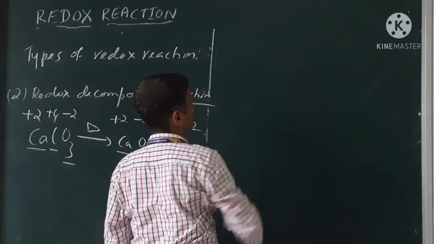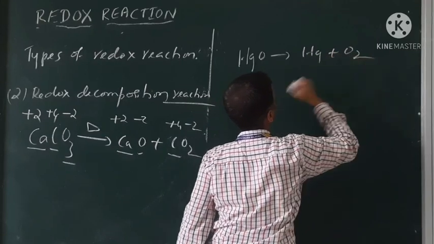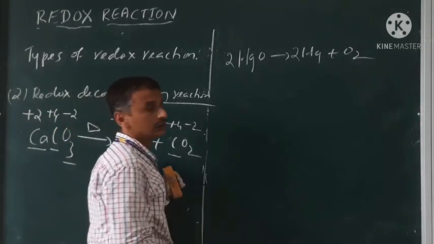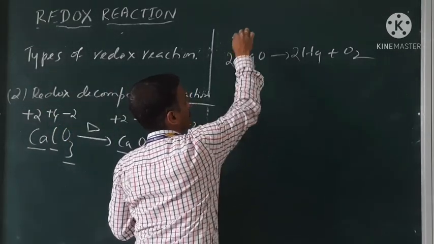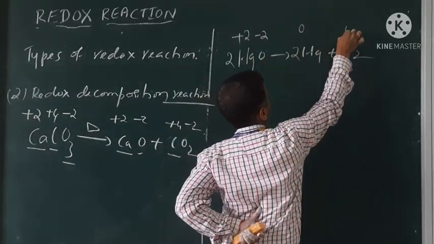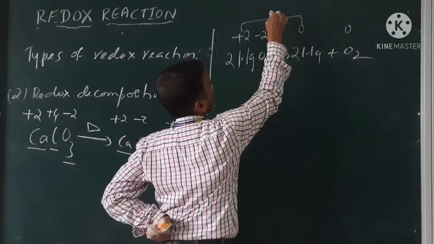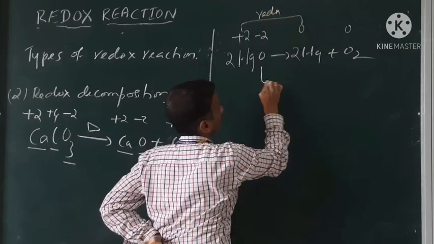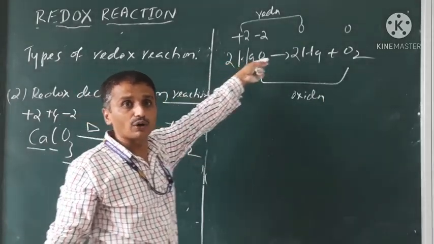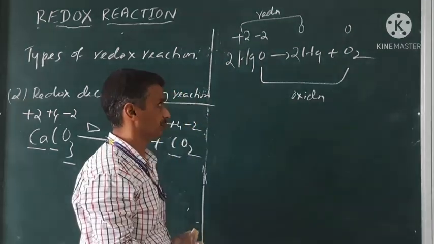Now take this example. HgO gives Hg plus O2. You see, mercury is in which state? Plus 2 state, oxygen in the minus 2 state. Here mercury is 0, and oxygen is 0. So what happens here? Plus 2 to 0, reduction; minus 2 to 0, oxidation. Mercuric oxide got decomposed, so it's a redox decomposition reaction.